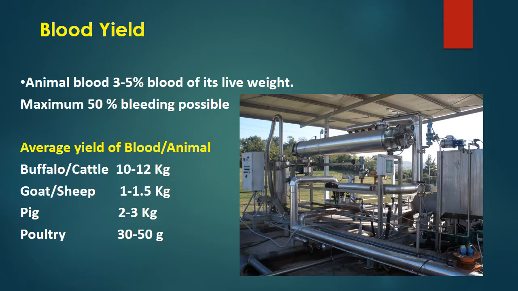In Indian conditions, per animal, if we see the average yield of blood, in the case of cattle and buffalo we can get 10 to 12 kg. In sheep and goat, 1 to 1.5 kg. In the case of pig, 2 to 3 kg. And in poultry, 30 to 50 gram. So this is the amount of blood. If we imagine the total number of slaughters, then we can understand how much total blood can be collected. For a slaughterhouse, if 10,000 large animals are slaughtered, then we can imagine 10,000 into 10 on an average. That much blood can be collected daily.